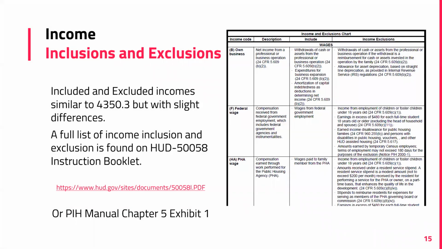On income inclusion and exclusion, there are very slight differences between the 4350 and the PIH guideline. I'm not going to go over everything in detail. I have a link here. There are two different ways that you can get the income inclusion and exclusion: either in the manual, in Chapter 5, Exhibit 1, or in the 5-9 instruction booklets.